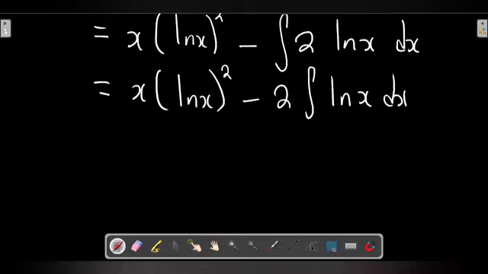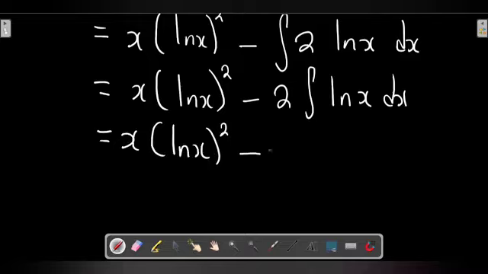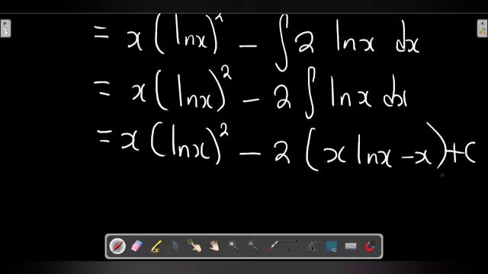Yeah, you can even integrate this one also using integration by parts, of which we know the value because we have done this before. So we are going to get x ln x squared minus 2 open bracket. So the integral of ln x gives us x ln x minus x, then plus a c.